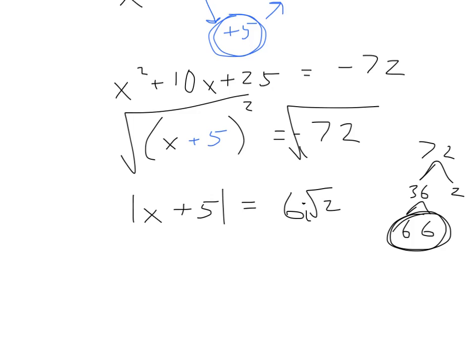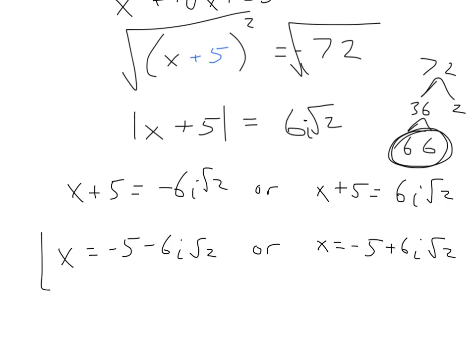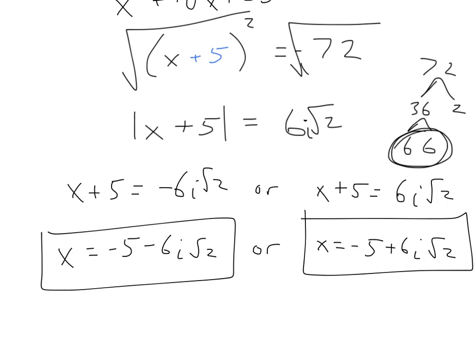Now that we have that, we remember that an absolute value always gives two answers. We will either have x plus 5 being equal to negative 6i root 2, or we'll have x plus 5 being equal to positive 6i root 2. And again, please don't write those with plus or minus. We would be much, much happier if you wrote them as two separate terms. x equals negative 5 minus 6i root 2, or x equals negative 5 plus 6i root 2. And these are the zeros of the function that was given.